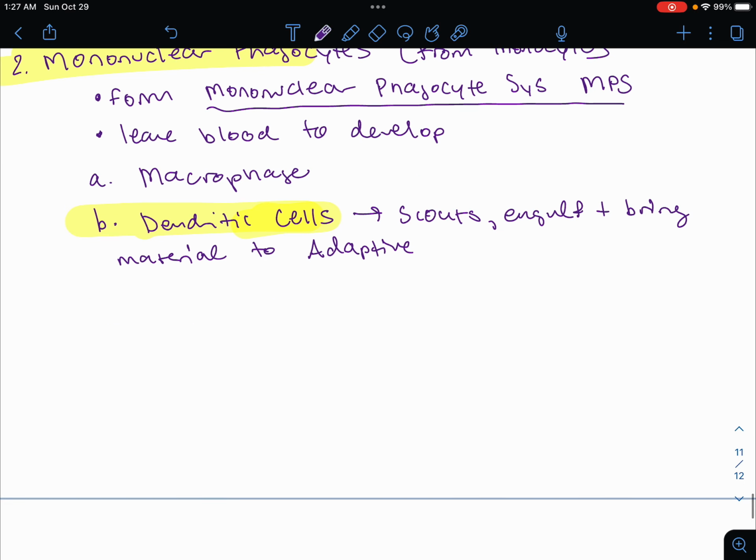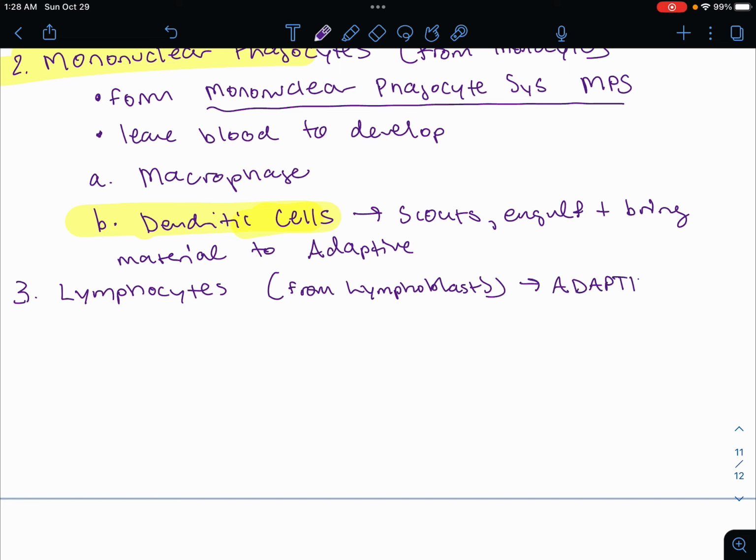Alrighty, our third group here, I guess we're not going to talk about them in this. Oh wait, there we are. Sorry, I got the slides mixed up. Our third group will be the lymphocytes. Again, lymph, that's like adaptive immunity. That's from the lymph nodes, all those lymphatic tissues. So we're going to talk about these more in the adaptive immunity videos. But these are going to come from lymphoblasts. And again, adaptive immunity.